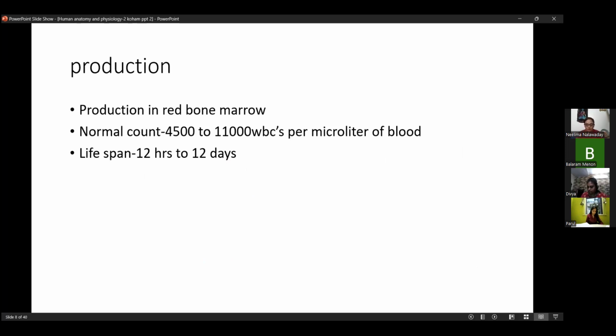Production in red bone marrow, normal count 4,500 to 11,000 WBCs per microliter of blood. Lifespan is less than RBCs. It is only 12 hours to 12 days actually.